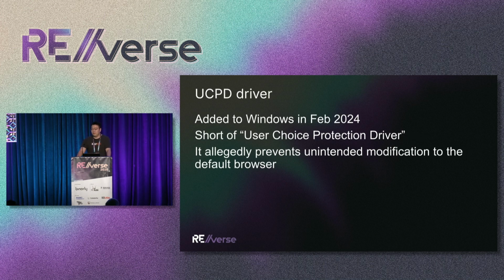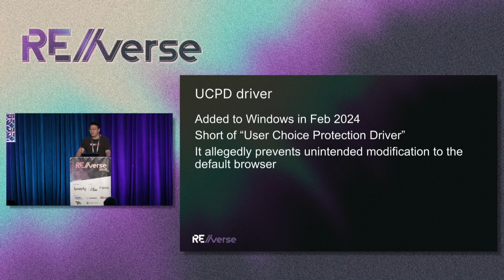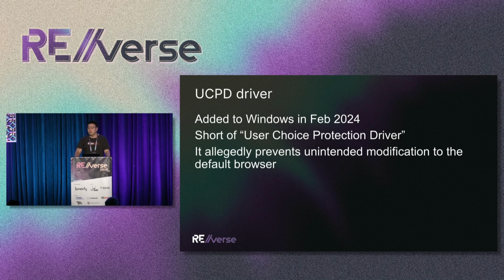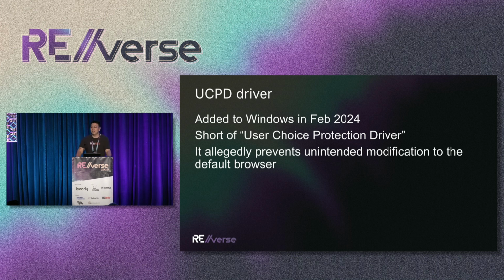So everything we are going to talk about today is about the UCPD driver. It's a thing added to Windows in February 2024, which is roughly a year from now. It is short for user choice protection driver, but people also oftentimes just call it user choice prevention driver. You can guess what is happening. It allegedly prevents unintended modifications to the default browser.